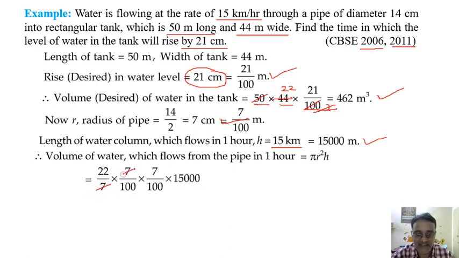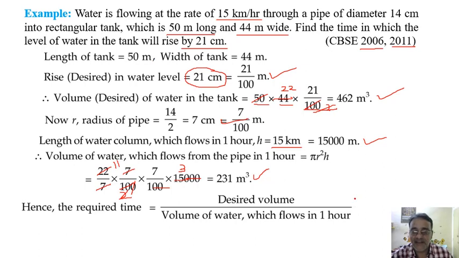So 7 we can cancel here. And 3 zeros we can cancel. 5 2s are, 5 3s are, again this 2 can be cancelled. So 11 into 21. Okay, so we'll get 231 meter cube. Now the time taken is equal to volume of water in the tank divided by volume of water flowing from the pipe in 1 hour. That is 462 upon 231. We'll get 2 hours. Any doubt?